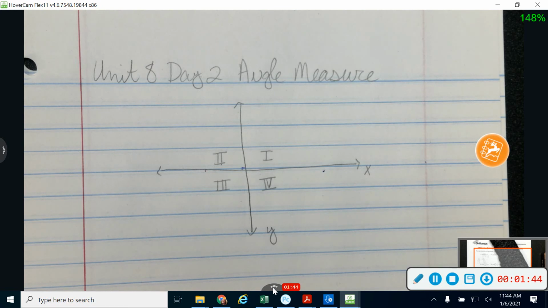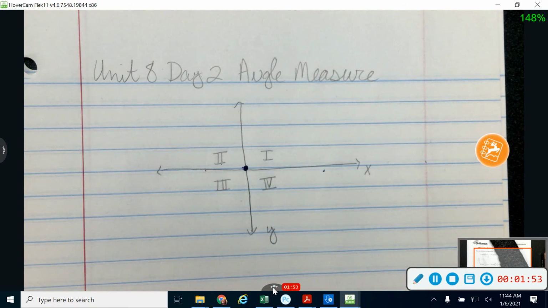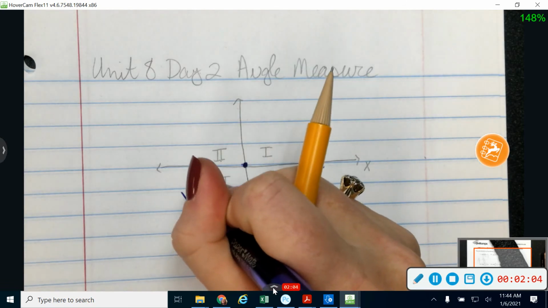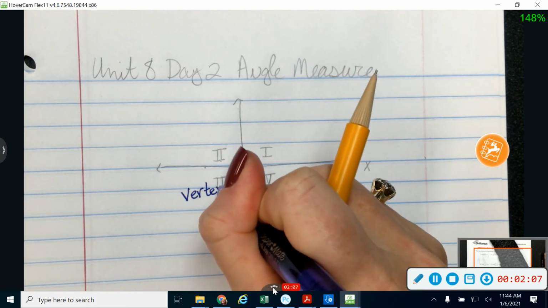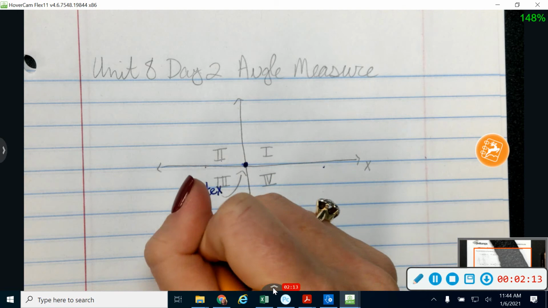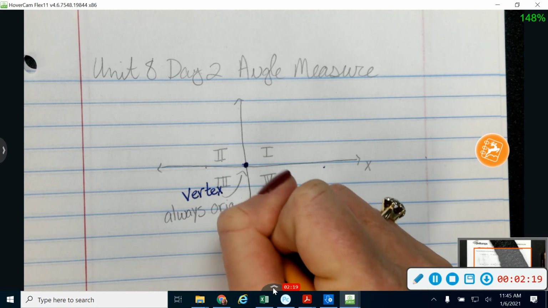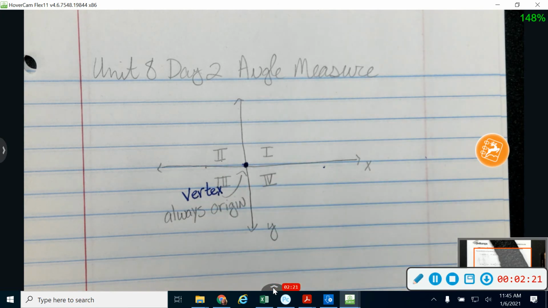Okay, so to draw an angle on a coordinate plane, I'm going to start with the vertex. An angle has three parts. It has a vertex, or kind of a starting point, and then it has two sides. Those two sides are going to open and close and make bigger and smaller angles. This right here is what we call the vertex, and what's special about it on the coordinate plane is that it is always at the origin.